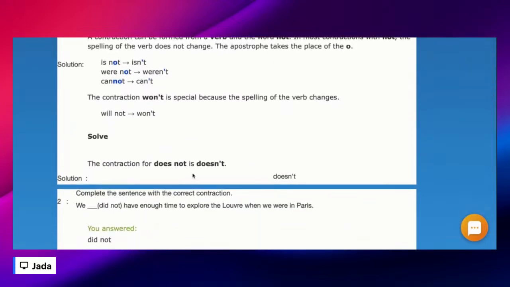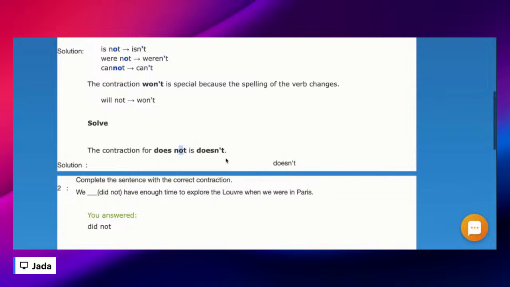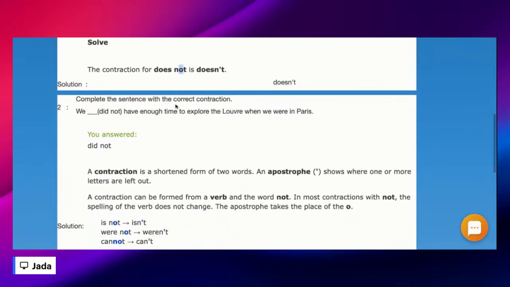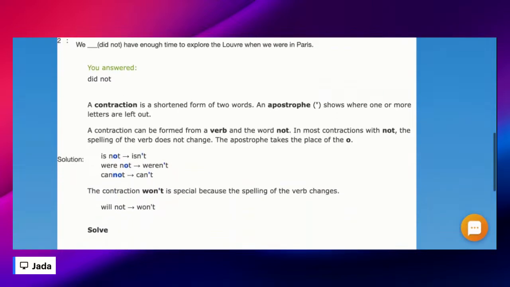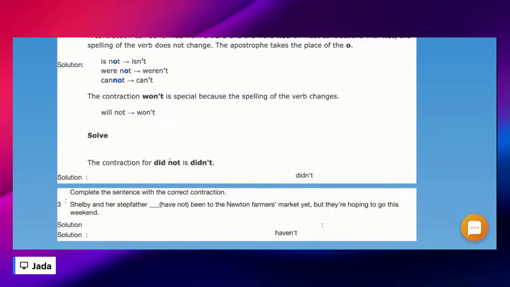So we also have: the marble counter does not match the color of the kitchen walls. So we have does not. It's just the normal word. So we're going to be taking away the O here, and it's going to be doesn't. Okay. Then we have: complete the sentence with the correct contraction. We did not have enough time to explore the Louvre when we were in Paris. Did not. Okay, so did not, you're going to remove the O, and then it becomes didn't.